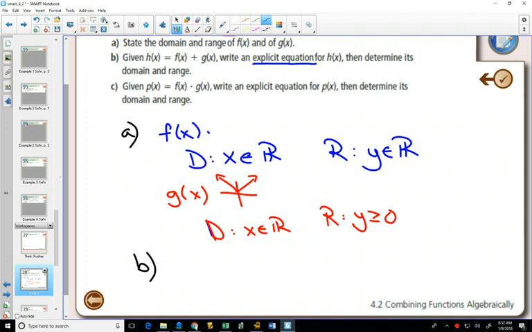So we can do that simply by saying, well, I know that f of x was x plus 2, and I know that g of x was the absolute value of x. This would be an explicit equation. And you might look and say, can I simplify this anymore? Can I put any like terms together? And in this case, absolute value of x and x, they're not like terms. So we can't put them together the way that it's written right now.